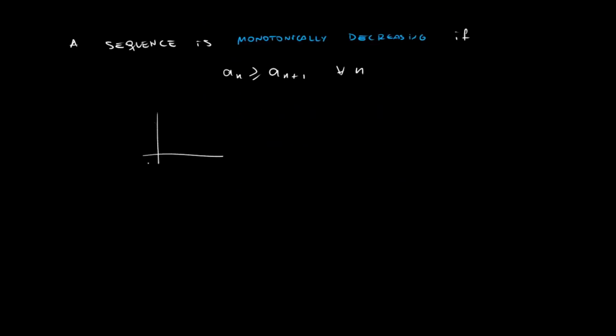So when we plot the sequence, again, this is n and here is n plus 1. If this number is a sub n, then a sub n plus 1 can be equal, so it can be here, or it can be smaller, so a sub n plus 1 can be down here. And then in general, when we look at a plot for a monotonically decreasing sequence, it always looks something like this.